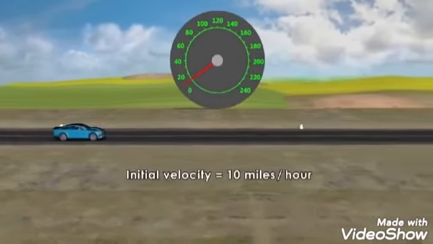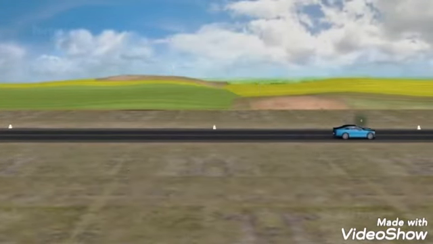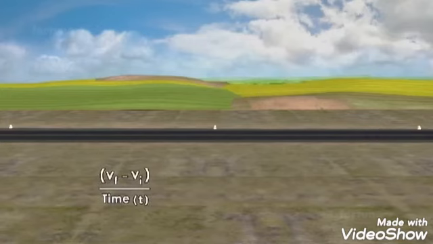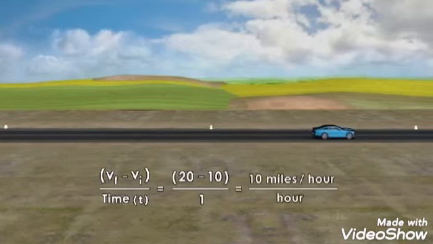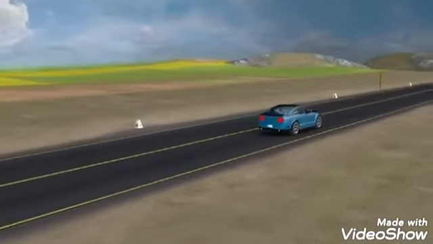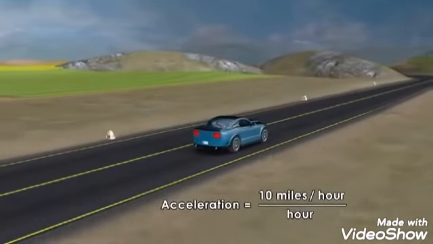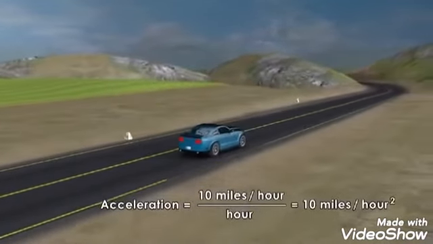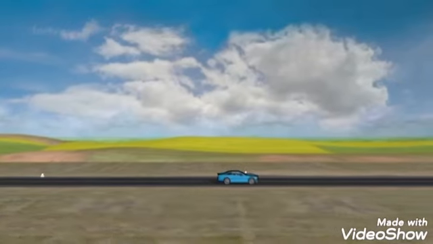We will take the example. Initial velocity is equal to 10 miles per hour. Final velocity is equal to 20 miles per hour. Therefore, average acceleration is equal to 20 minus 10 by 1. It is equal to 10 miles per hour by hour. Acceleration is velocity per time. Acceleration is equal to 10 miles per hour by hour. Mathematically, we can write 10 miles per hour squared. Opposite of acceleration is deceleration or negative acceleration.